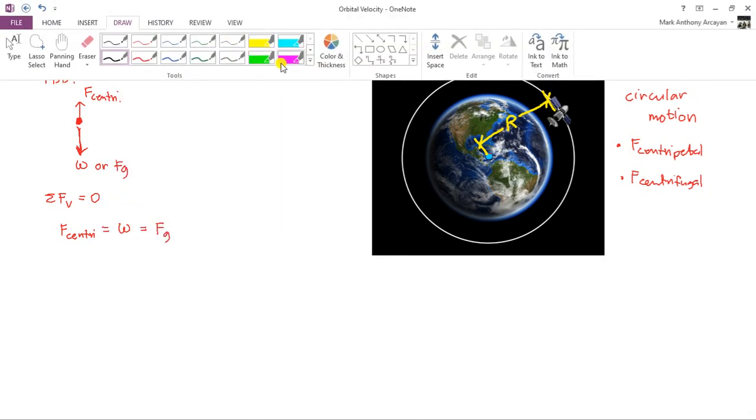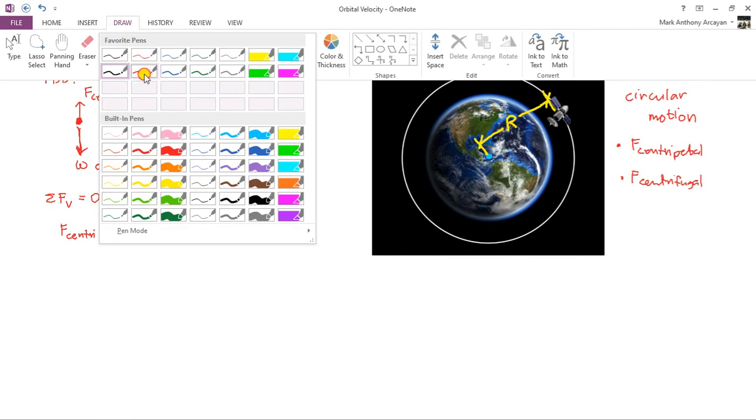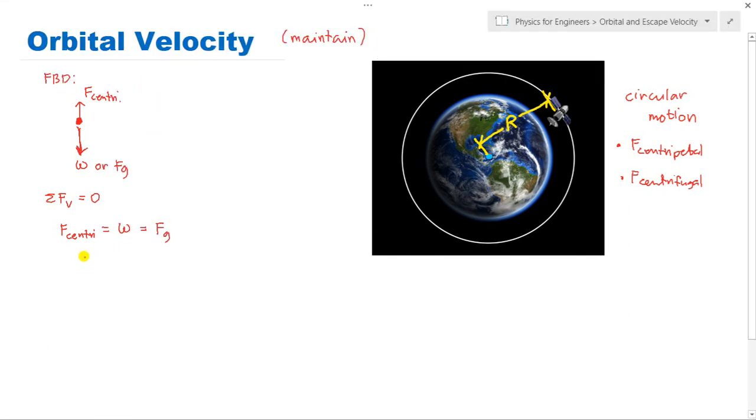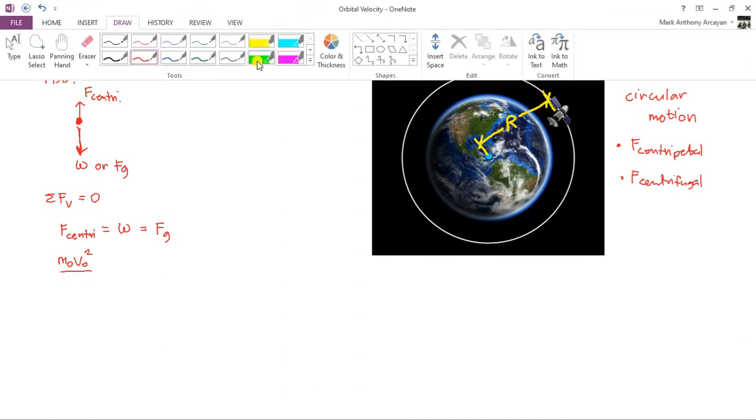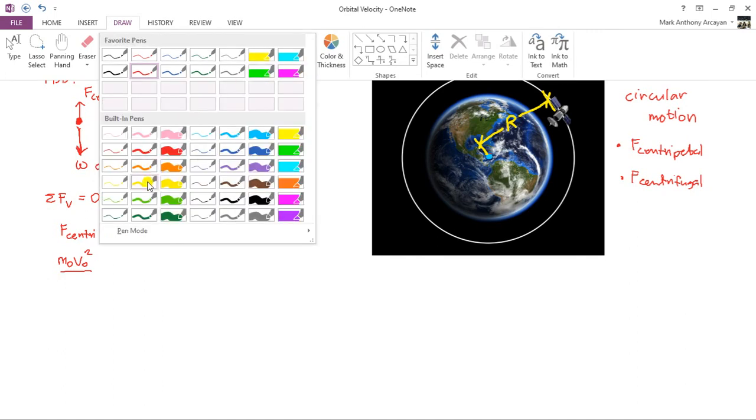Okay, by the way, we're going to use the red color one. So we all know that the centripetal force is just the mass of our satellite, let's say that is MO, we just denote it as MO. Then the square of its orbital velocity, VO squared. This is the orbital velocity.